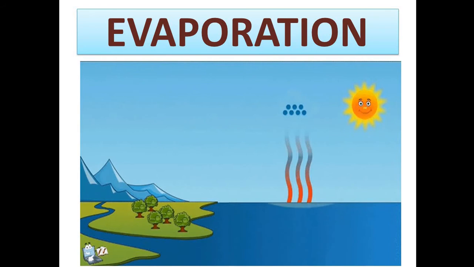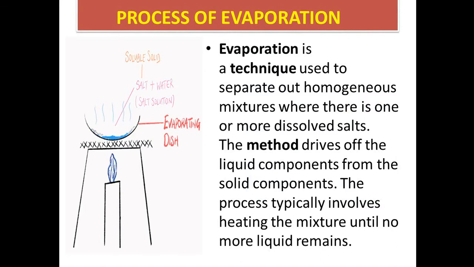We will first discuss evaporation. Evaporation is also a process of separation. Let's see how. As you can see in the figure, we have a petri dish which has water in it and salt dissolved in the water. When the water evaporates, salt is left as residue in the petri dish.